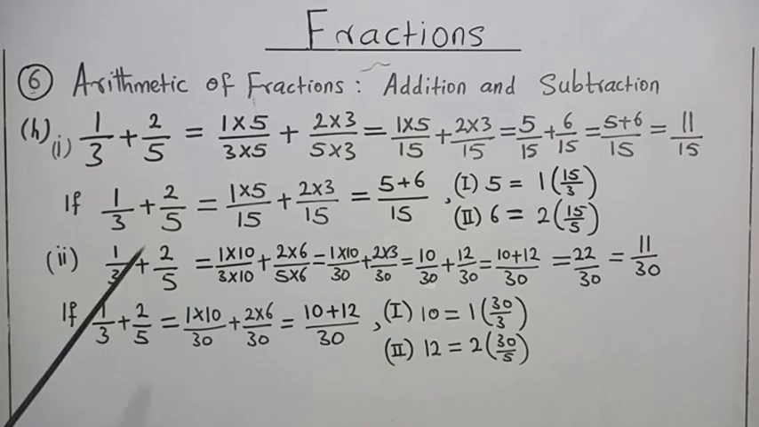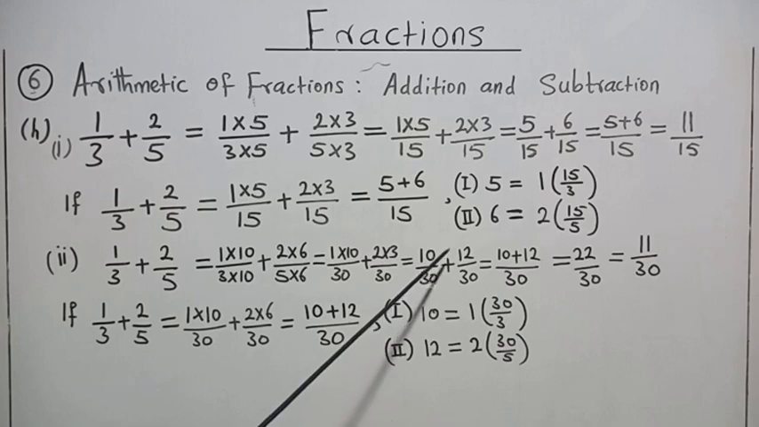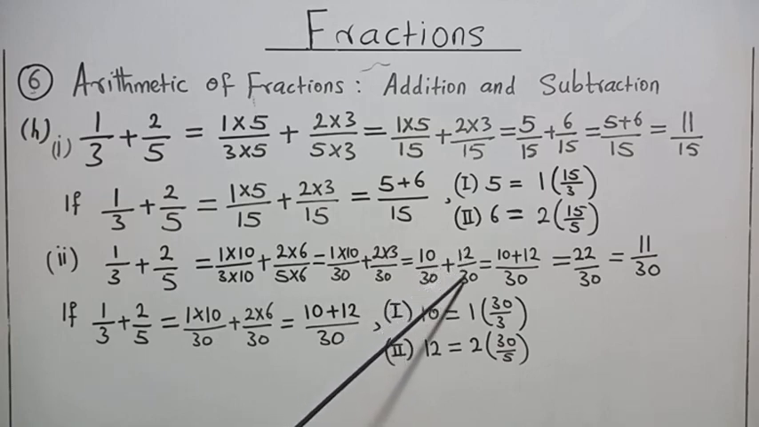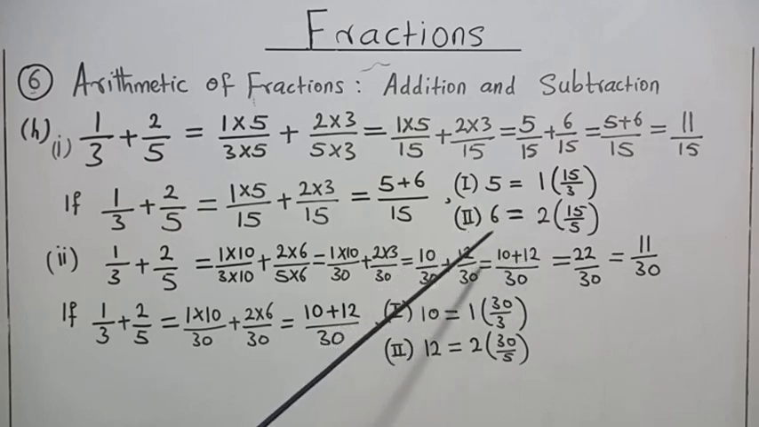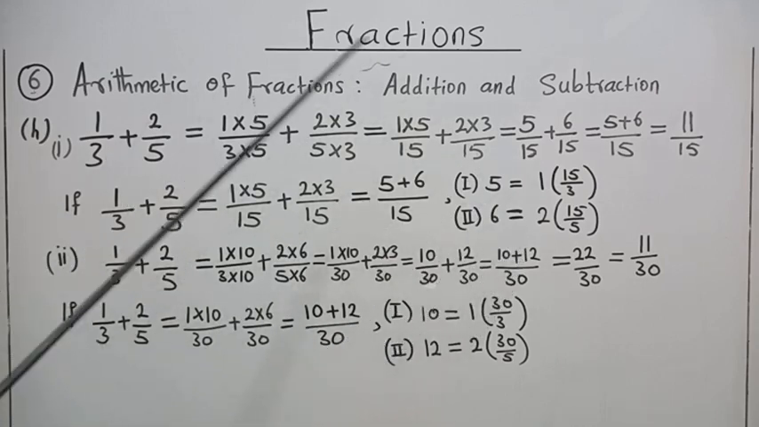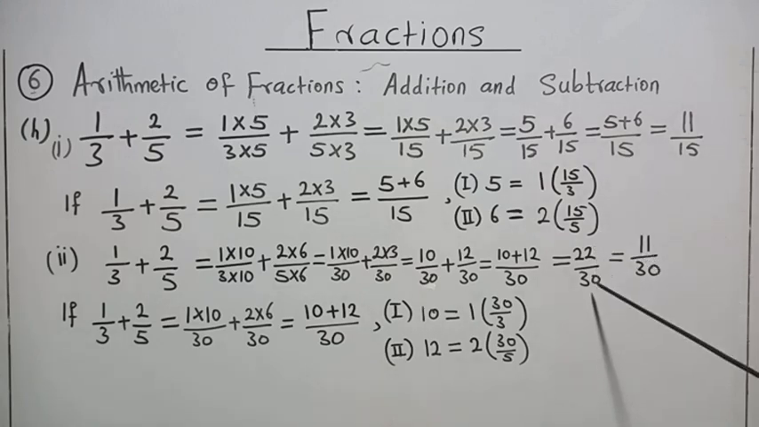Let's make progress. How do we add them? 10 picked out of 30 added to 12 picked out of the same 30 will give us 22 picked out of 30. But before then, 22 was just gotten by putting 12 and 10 together. That will be 10 plus 12 all over this 30. And that gave rise to 22 over 30.